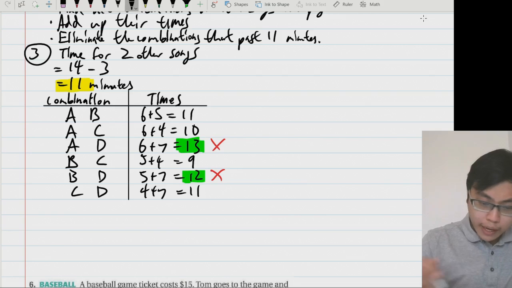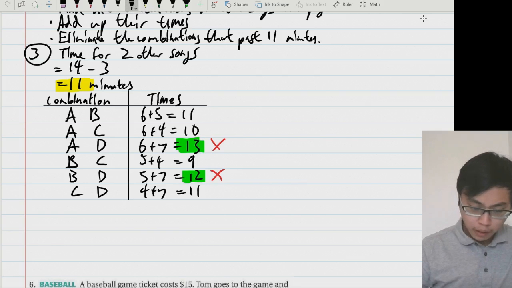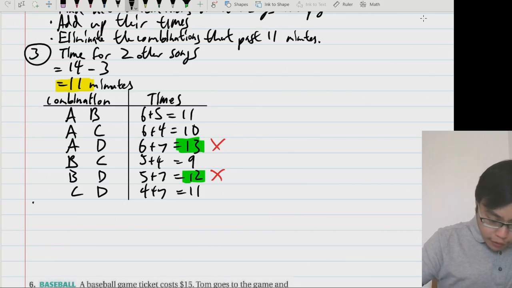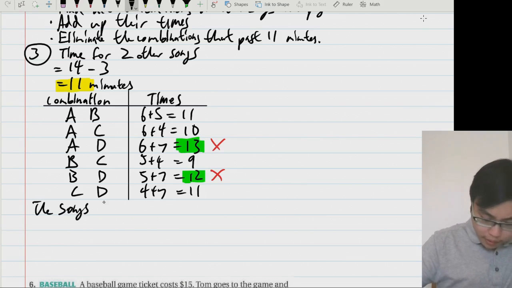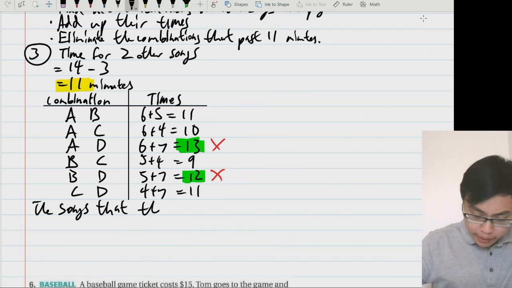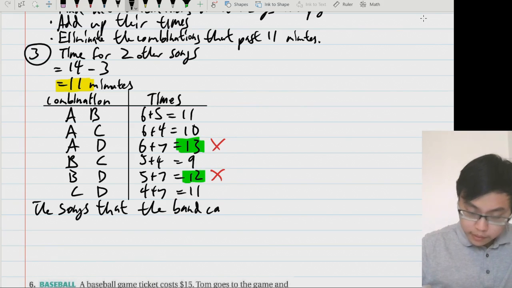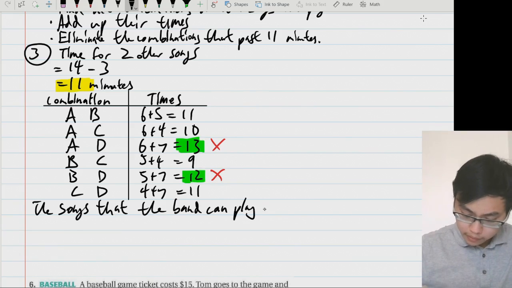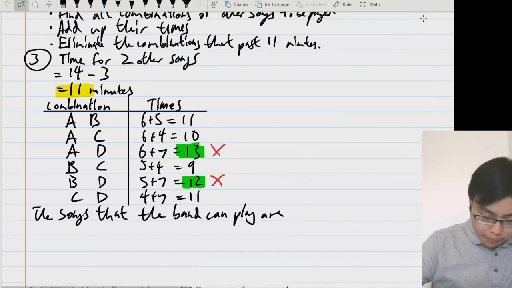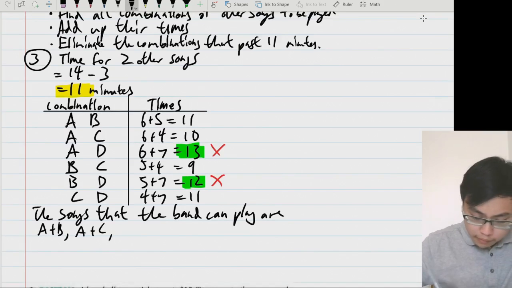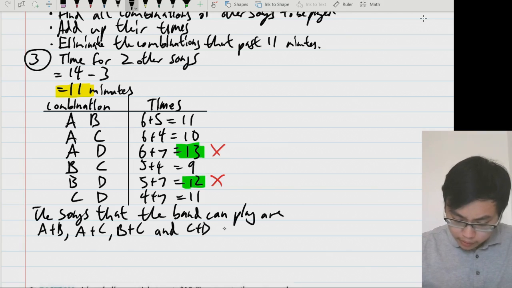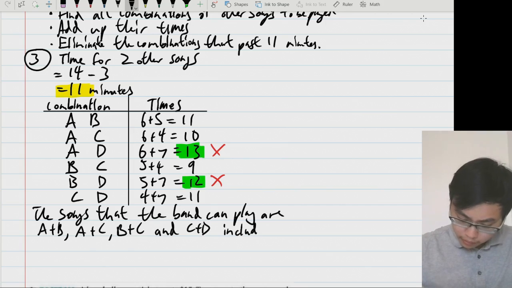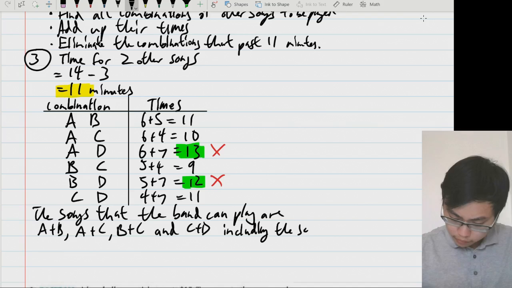So lastly, we want to answer our question, which will be the songs that the band can play: A plus B, A plus C, B plus C, and C plus D, including the school song.